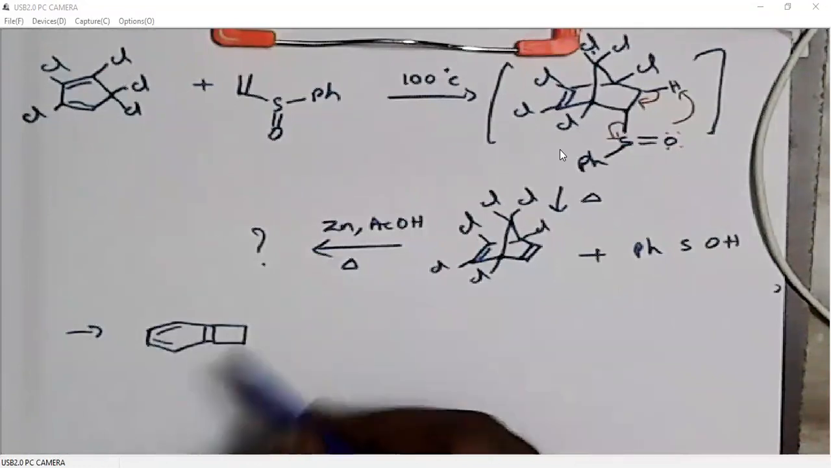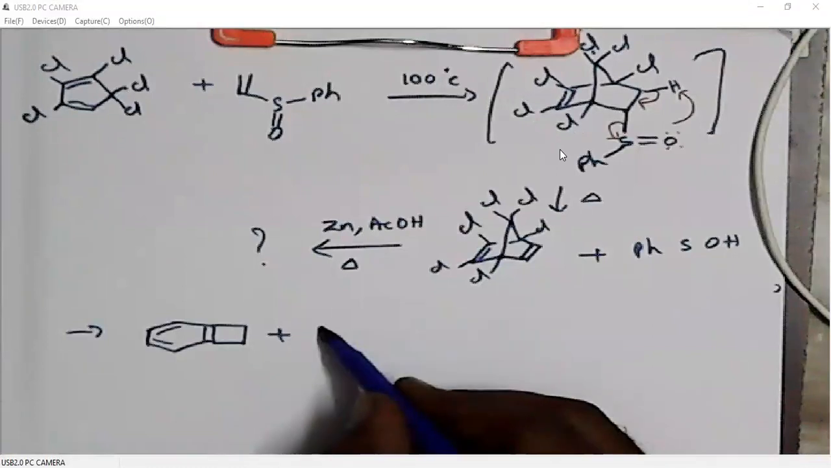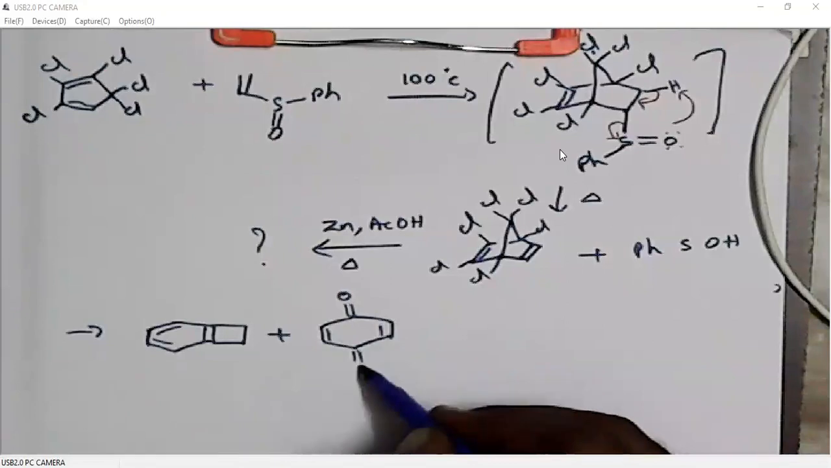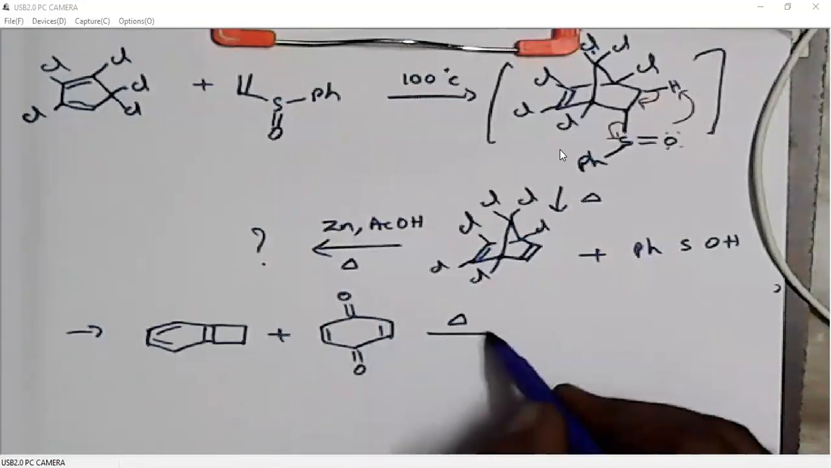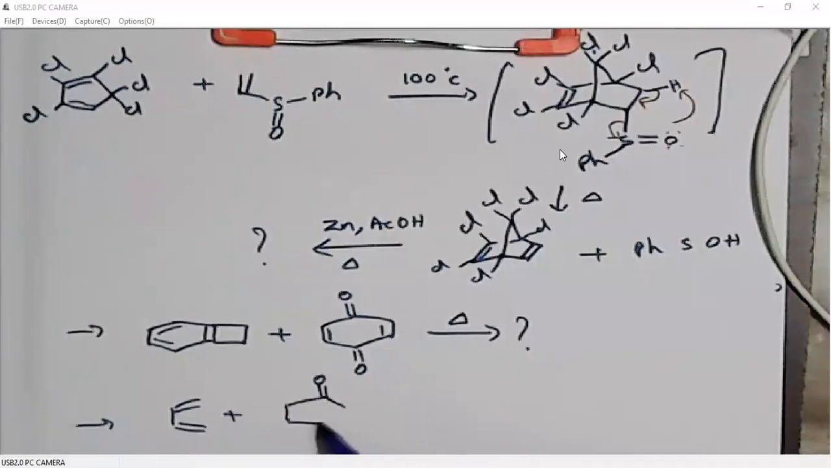Yeah, we know this dienophile, right? When we heat it, it generates a benzenoid diene. In this reaction, three rings will be generated. So what is the product here? At the same time, what is the product here?